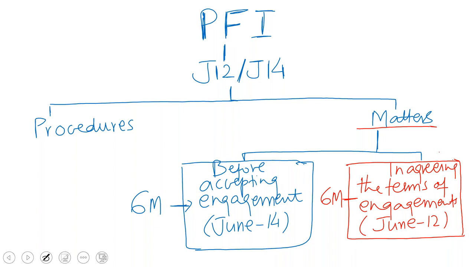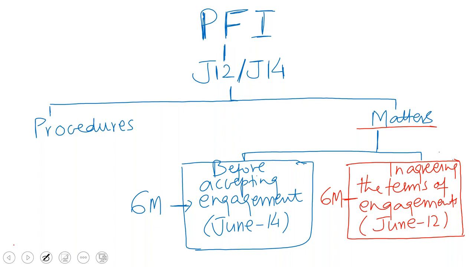I'll be giving you a list of the June 14 answer and a list of the June 12 answer. But is everyone picking up the matters before accepting and matters in agreeing, the two types? So I'll give you examples of both. What are matters before accepting and what are matters in agreeing the terms of engagement? Is everyone clear with that breakdown of the question which has been in June 12 and June 14? Yes, I'm explaining by examples.